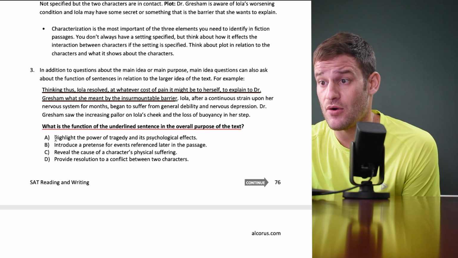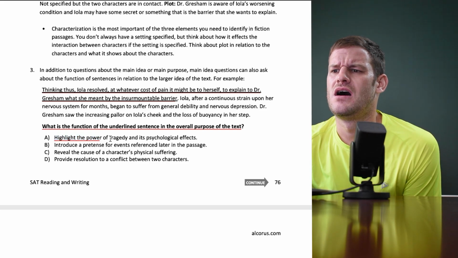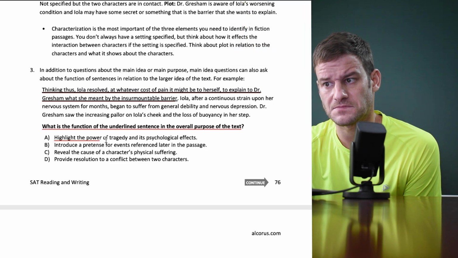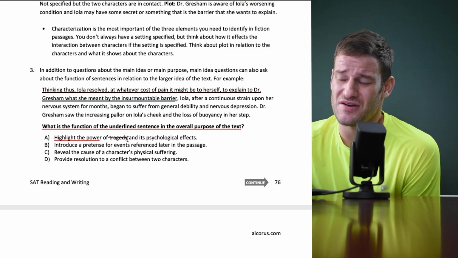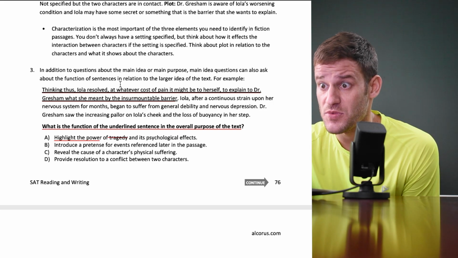A, highlight the power of tragedy and its psychological effects. Tragedy seems a bit odd. I don't see anything about tragedy. Did you? We know there's a barrier, but I don't necessarily know that that's tragedy. All right, B.